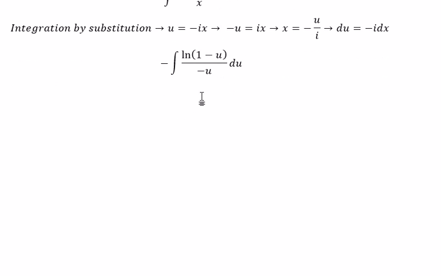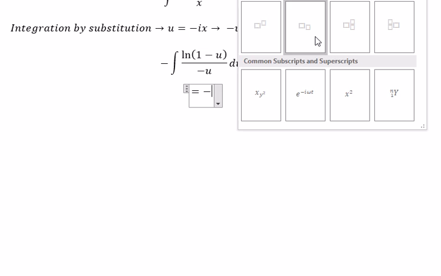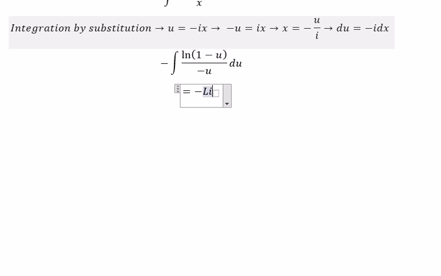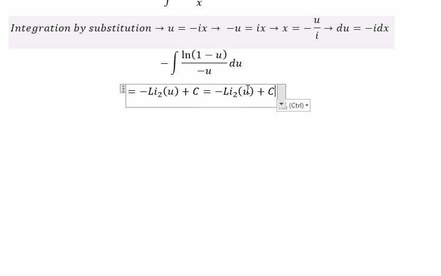So about this one we can get the logarithm, so you got negative ln of 2, and we got u plus c. About u, we need to change back to this one.